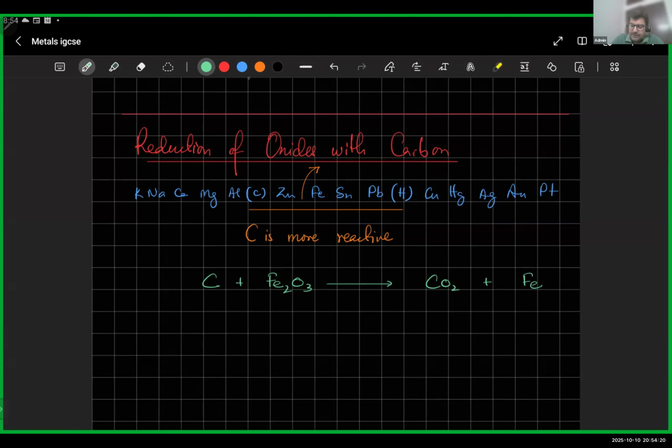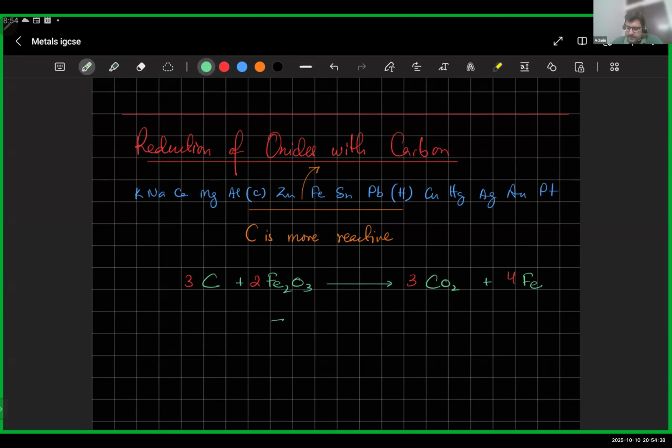All you need to do is balance it. If you want to balance the oxygens, there's 3 on one side, 2 on the other side. So I'm going to multiply this by 3, that by 2, this by 3. Iron would become 4 and carbon would become 3. So that's a balanced equation.